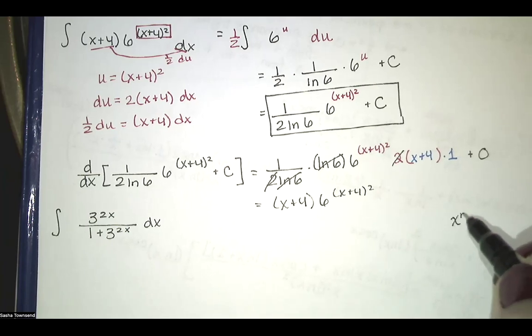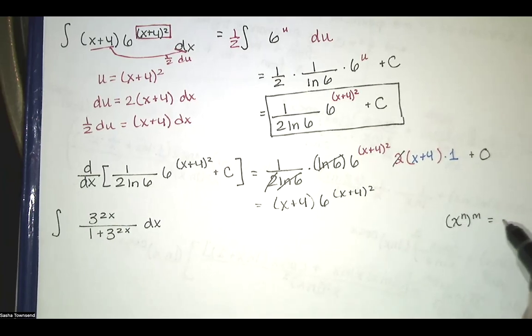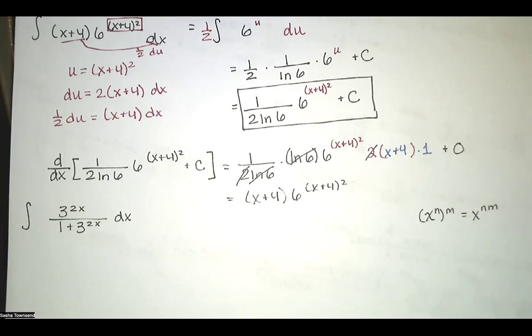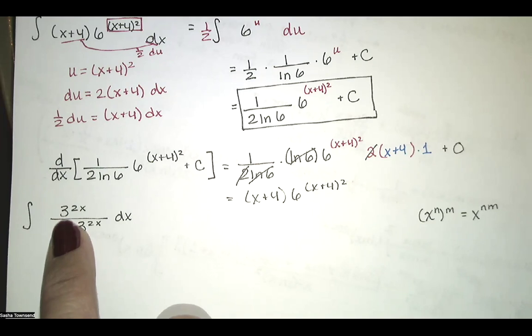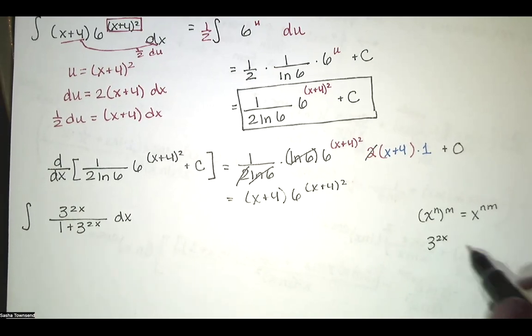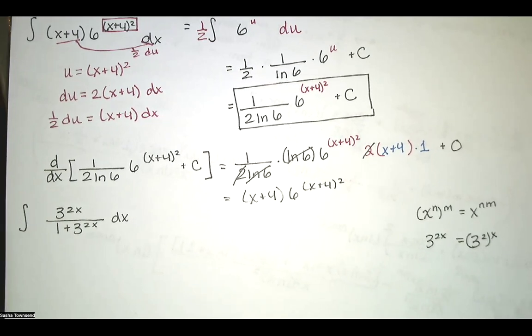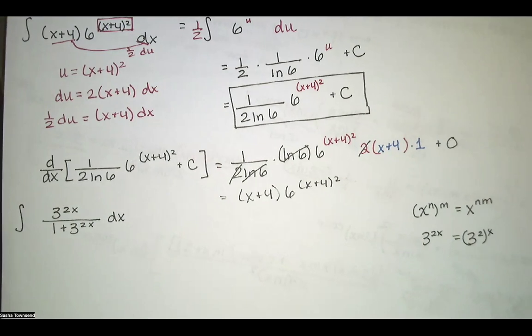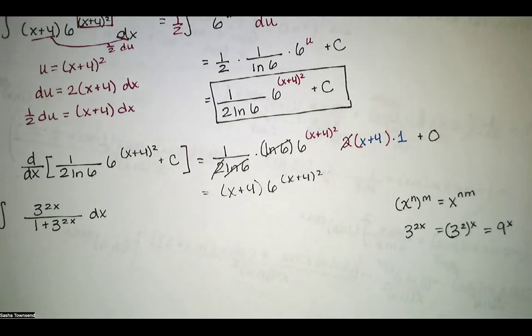If we've got x to the n raised to the m, that's x to the n times m. So when I see that 3 to the 2x, my first thought is, let's just take that 3 and square it and then raise that to the x. Because if we do, then we can just call that 9 to the x and everything is much simpler.